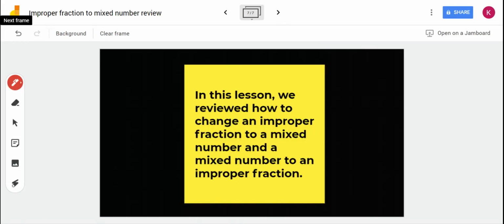Awesome. In this lesson, we reviewed how to change an improper fraction to a mixed number and a mixed number to an improper fraction.